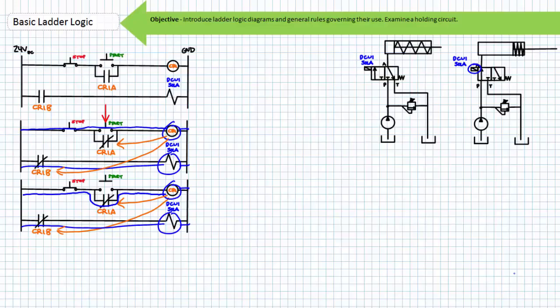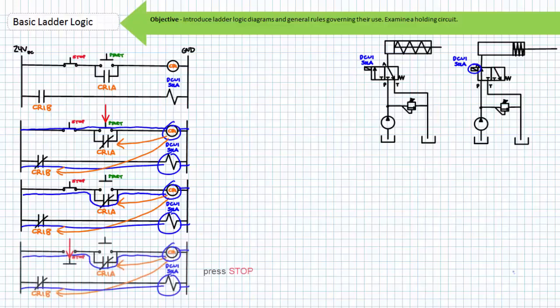This means CR1B stays closed, and solenoid A stays energized, and DCV1 remains shifted into the straight-through position. The cylinder would extend until it reached the limits of travel, and the pressure relief valve would open. To retract the cylinder, an operator must now press the normally closed stop button.